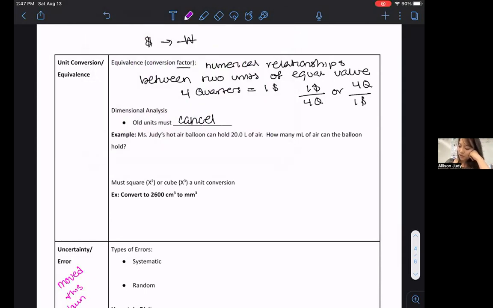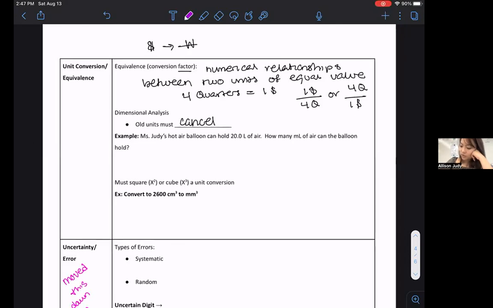So for example, if I am in a hot air balloon and my hot air balloon can hold 20 liters of air, how many milliliters of air can the balloon hold? So hopefully you are familiar with your prefixes, and you should immediately be able to identify we are using the common base unit of liters to talk about volume and scaling and converting between a scaled up and scaled down version. So we start with what we were given. I have 20 liters of air. Oh, specifically 20.0 liters of air. And I want to get to how many in milliliters.